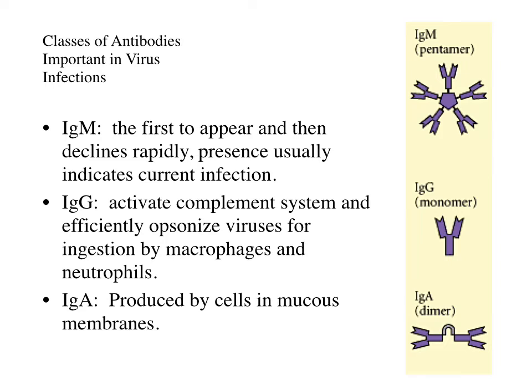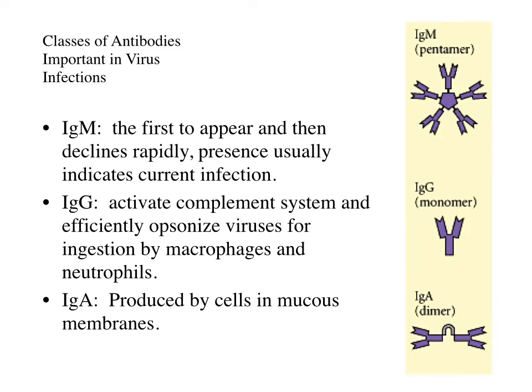It's a pentamer. It's the antibody that's first produced by the B cells. It's large and shaped like a pentagon. This one is very good at agglutination. It's also very good at activating complement. IgG is what the B cells switch to later in virus infection.